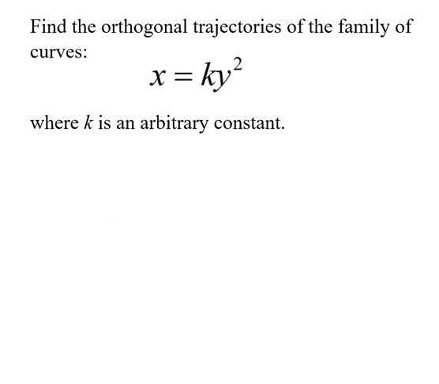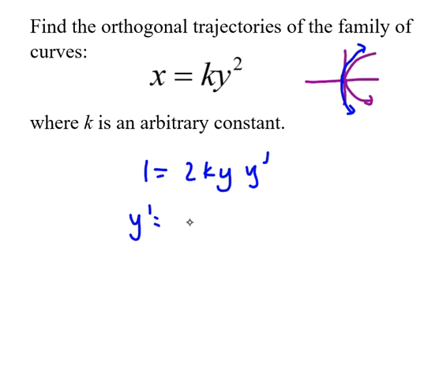So find the orthogonal trajectories of the family of curves x equals ky squared, where k is an arbitrary constant. Well, x equals ky squared is a bunch of parabolas that are all going to kind of look like this, and then like that, and so on. The first thing I want to know is what the derivative is. So I'll take the derivative on both sides, and I'll have 1 equals 2k y y prime. That's using implicit differentiation. And so y prime is equal to 1 over 2ky.